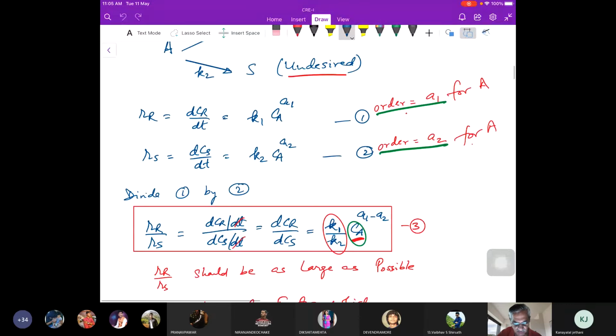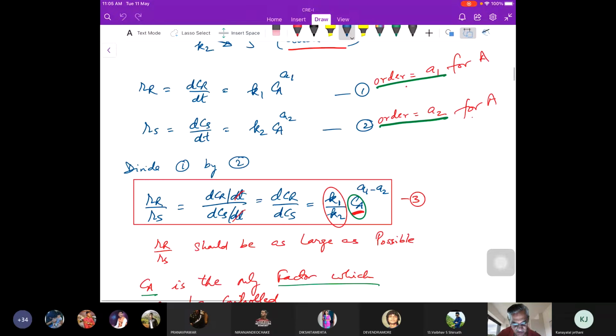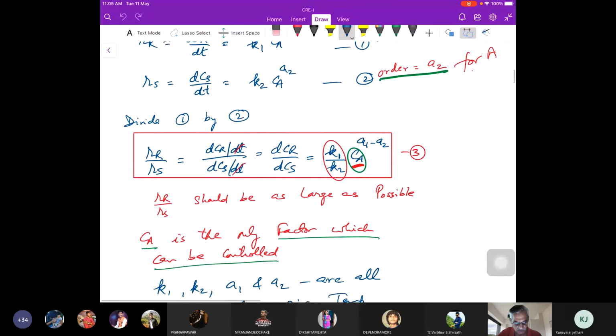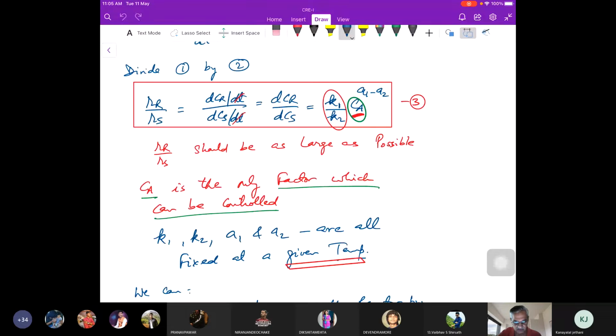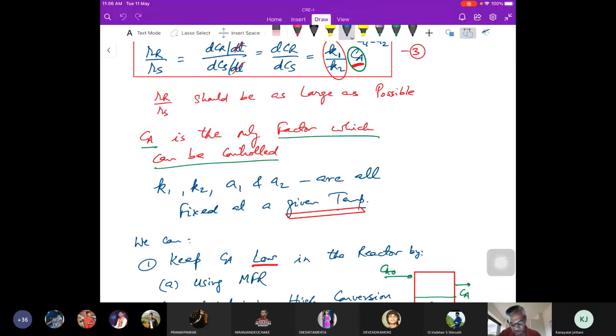Now, if you divide equation 1 by equation 2, you get RR upon RS is equal to dCr by dCs, and that is equal to K1 upon K2 into Ca to the power of A1 minus A2. So when we want to maximize RR upon RS, in that case, Ca or concentration of the reactant is the only factor which will be controlling, and it depends on the order of reaction with respect to first reaction or second reaction. Now in this case, we are assuming that temperature is constant, so K1, K2 are fixed, and A1, A2 we know are always fixed.